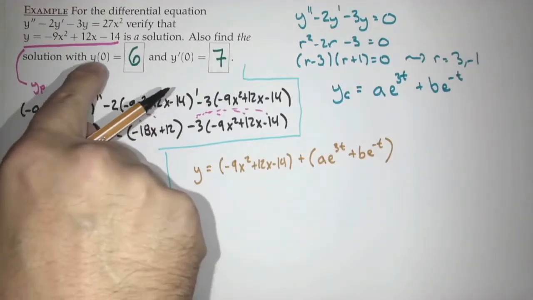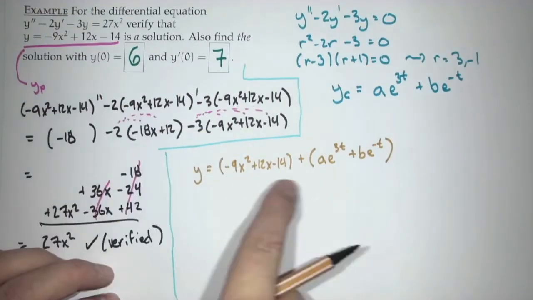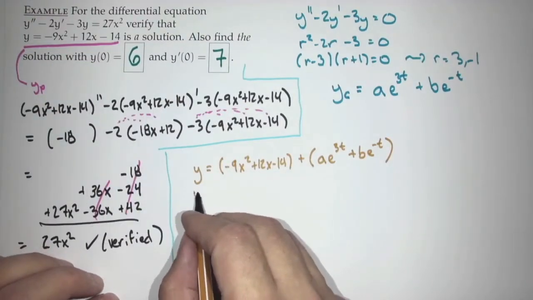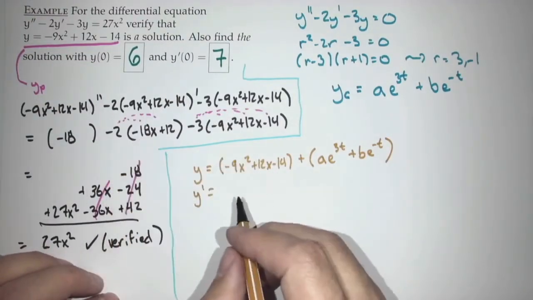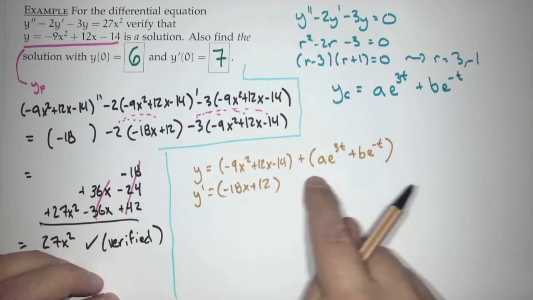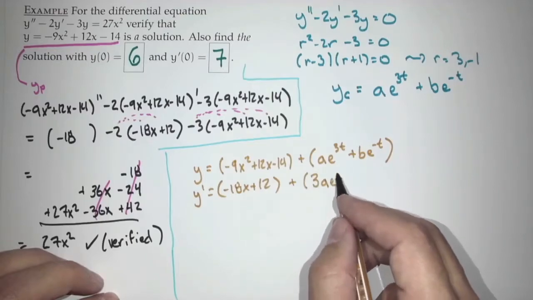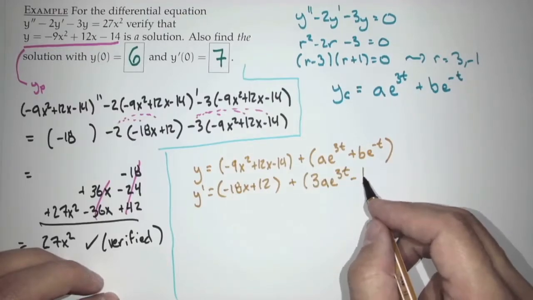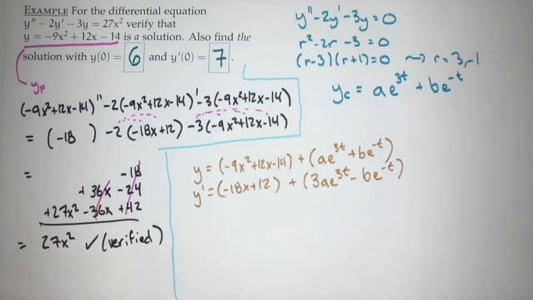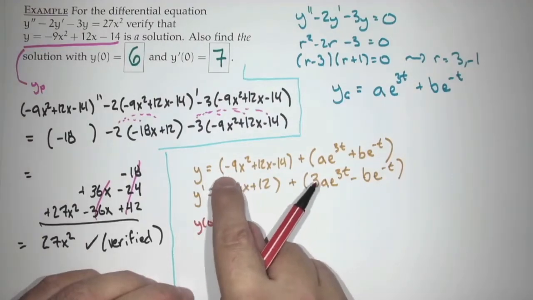Yeah, so we got to use the initial conditions. And so one initial condition uses just the function, which is great, but one of them uses y prime. So we should write down y prime. Now the good news is we did y prime of the particular solution. So that's minus 18x plus 12. What's the derivative of this piece? 3a e to 3t and minus b e to negative t. Wonderful. All right, so time to plug it in. So we plug in y of 0. What do we get?